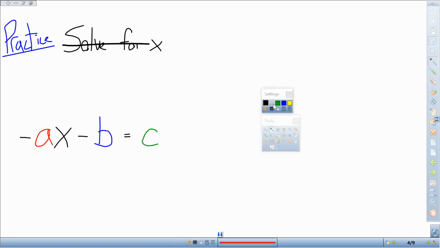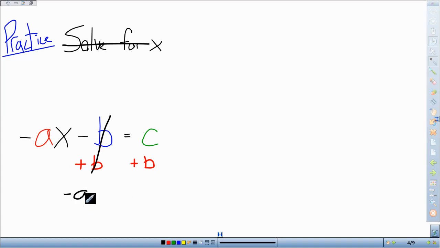All right, so a lot like the others, let's go ahead and see what happens here. B is being subtracted. Let's go ahead and get rid of it by adding it to both sides. All right, so they're gone now. I got a negative a times x equals, sorry, c plus b. Right, now I can go ahead and get rid of this negative a. It's being multiplied, so we divide by the negative a.